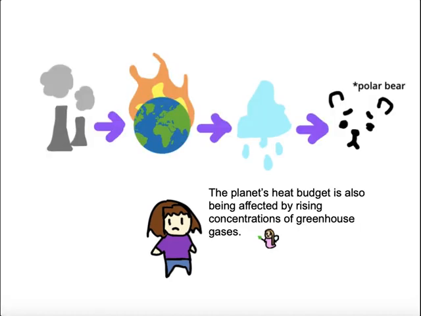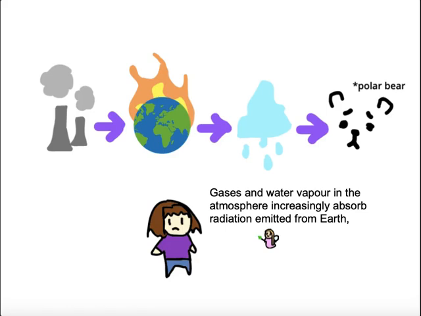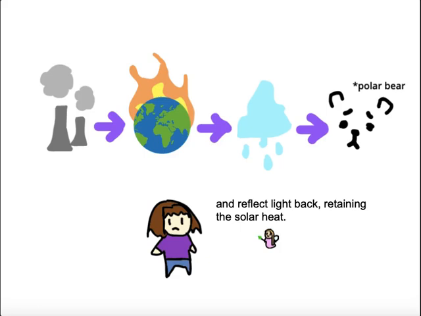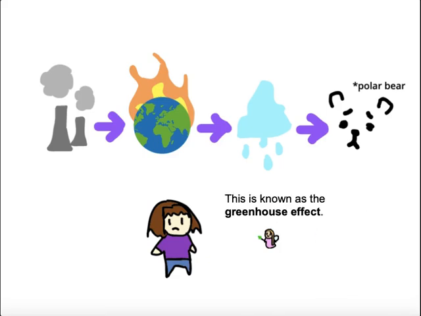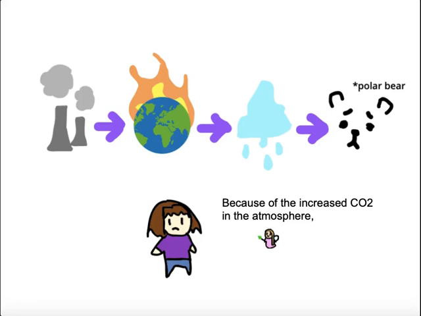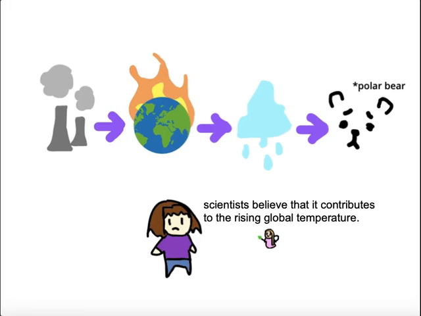use CO2. The planet's heat budget is also being affected by rising concentrations of greenhouse gases. Gases and water vapor in the atmosphere increasingly absorb radiation emitted from Earth and reflect light back, retaining the solar heat. This is known as the greenhouse effect. Because of the increased CO2 in the atmosphere, scientists believe that it contributes to the rising global temperature.